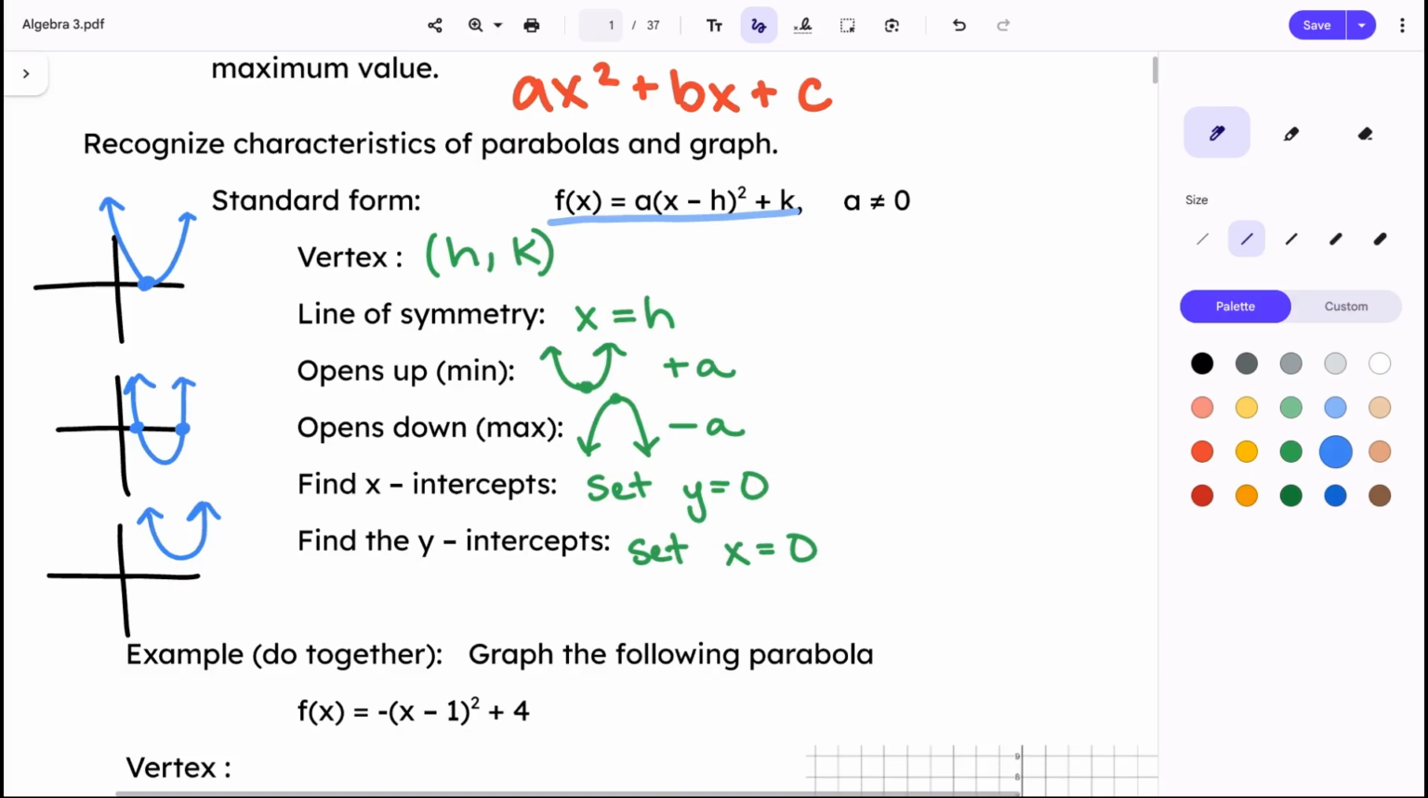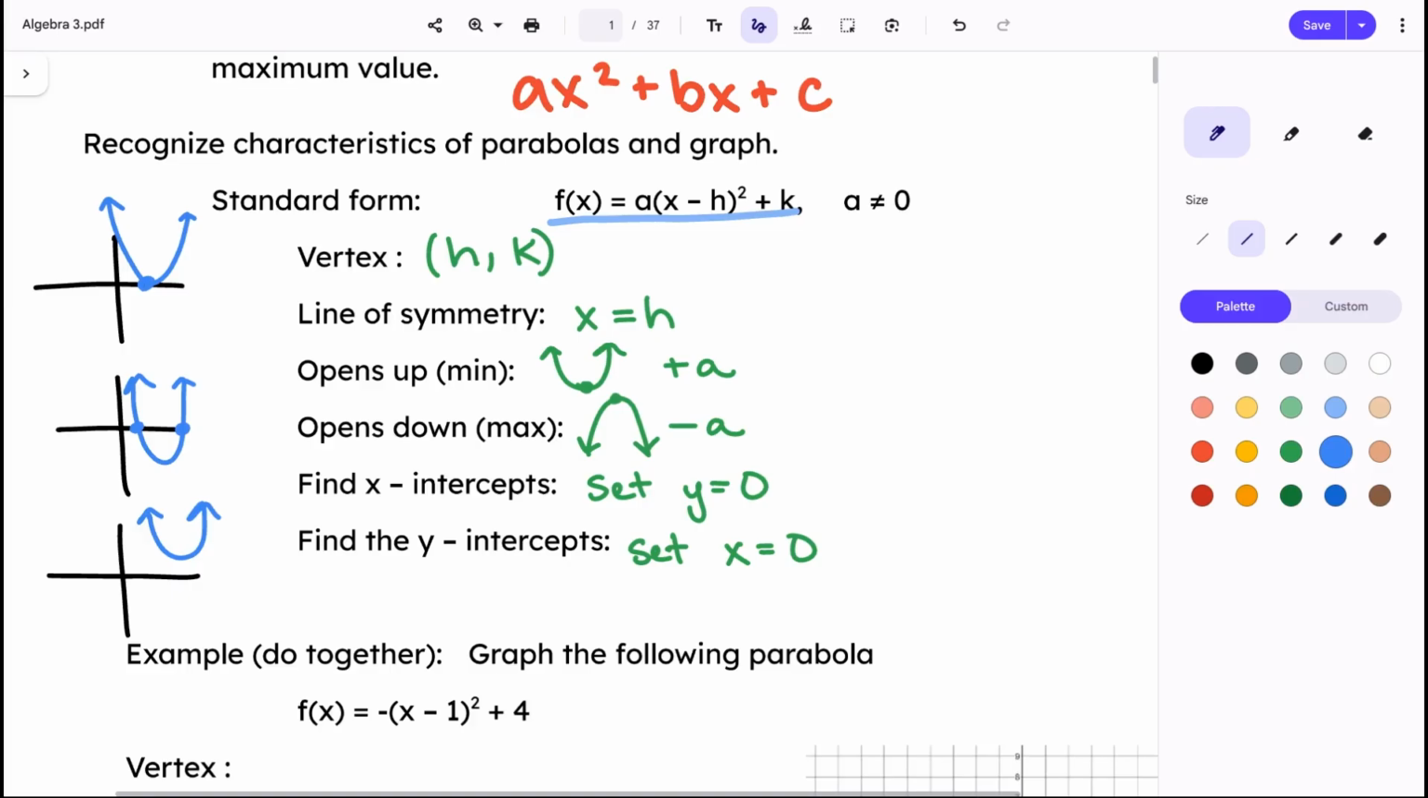All right, so what we're going to do now is actually look at an example, and we're going to pull all this information together. We're going to find our vertex. We're going to find the line of symmetry. We're going to decide, does it open up or does it open down? And then actually find the intercepts to help us graph it.